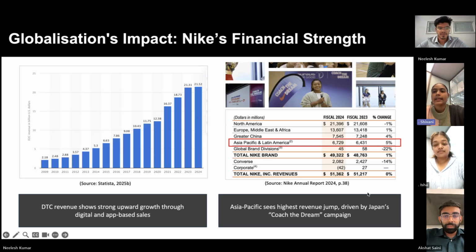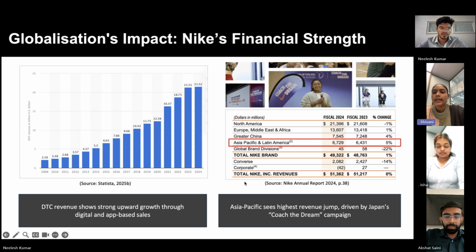Nike's strategy has directly translated into strong business performance, as shown in the first graph. Nike's direct-to-consumer revenue has shown consistent growth over recent years. This is largely due to the success of platforms like the Nike App and SNKRS, which allow the brand to engage directly with consumers worldwide, boost margins, and control the customer's experience.